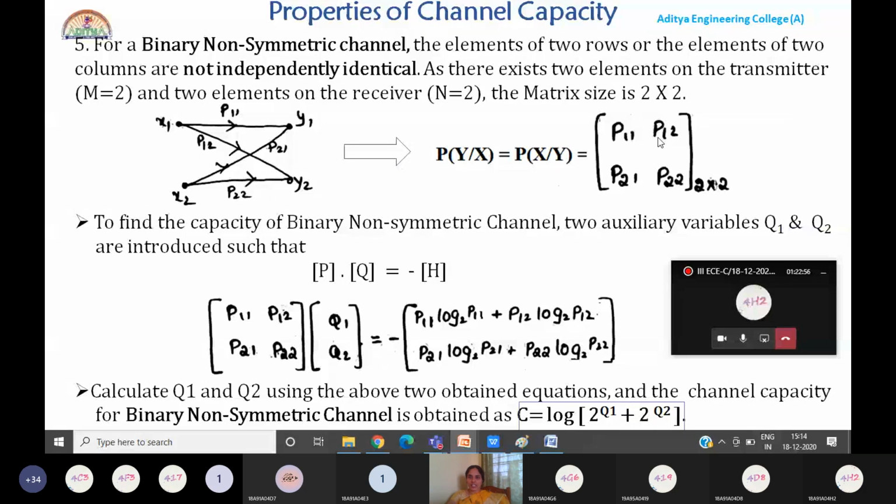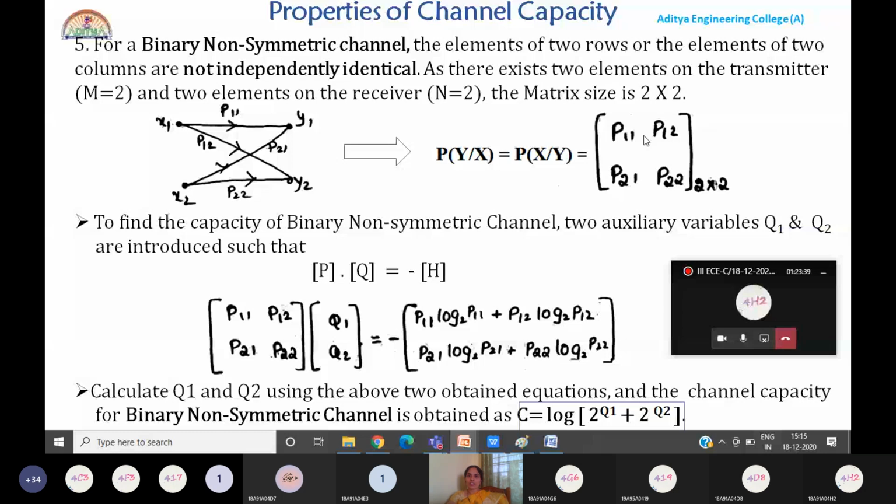And the second row, that is x2, first column, x2, y1. The probability is p21. Please carefully observe the suffix. For x2 to y1, I represented it as p suffix 21. And for x2 to y2, the suffix is 22, so p22. So this is the probability matrix for the binary non-symmetric channel. Because it is binary, the matrix size is 2 by 2.